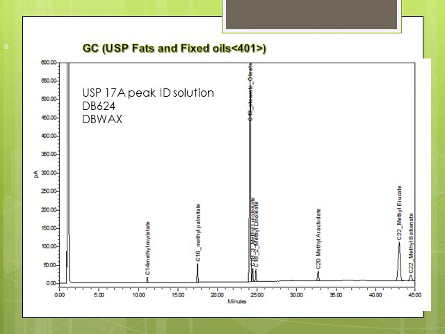We have a group of C18s: the saturated stearic acid, the unsaturated oleic acid, linoleic acid and linolenic acid. These are the monounsaturated, diunsaturated, and triunsaturated fatty acids. There's a group of C18s. Then we have C20, C22s, and so on at the high retention time.